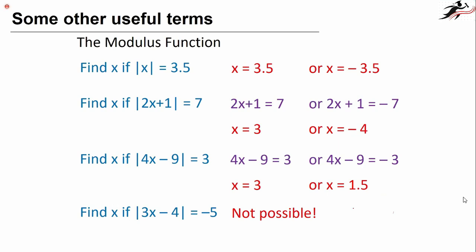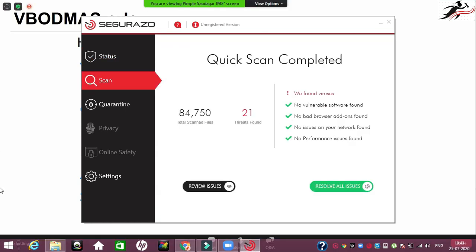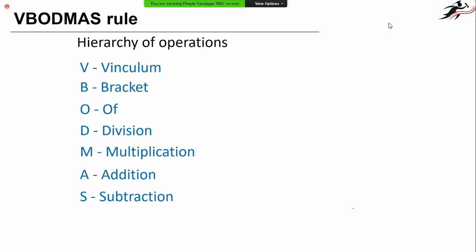Okay, next one that we know is the BODMAS rule. What is the BODMAS rule? B stands for vinculum. B is bracket, then division, multiplication, addition, and subtraction. So that means your mathematical operations have to be performed in this manner only. Your bracket gets priority over division, division gets priority over addition, and so on. So you may ask, what is B for vinculum? B for vinculum is actually the bar.